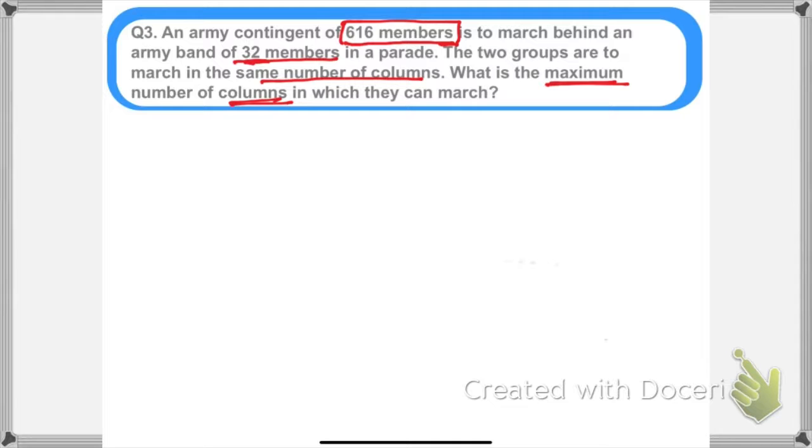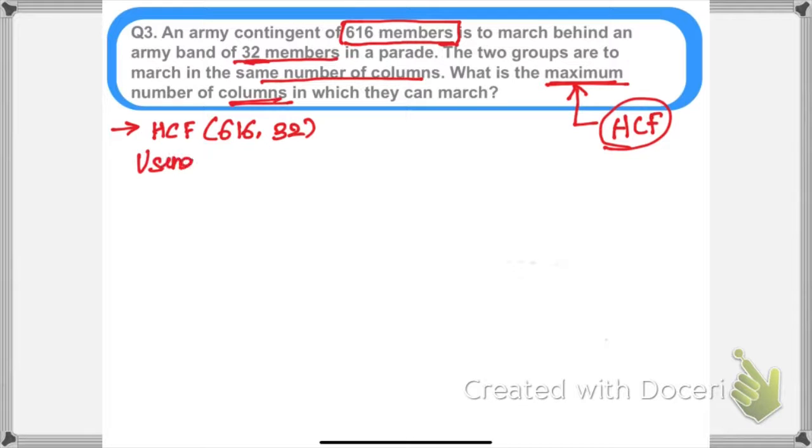So here students, the most important thing that you have to notice is that you have to find the maximum number of columns. It means you have to find the HCF. Whenever you have to find the maximum of something, there you have to find the HCF, and if you have been asked to find the minimum of something, then in that case you will have to find the LCM. Okay, so here we'll have to find the HCF of 616 and 32. So we'll find it by Euclid's division lemma. We have done that before also.